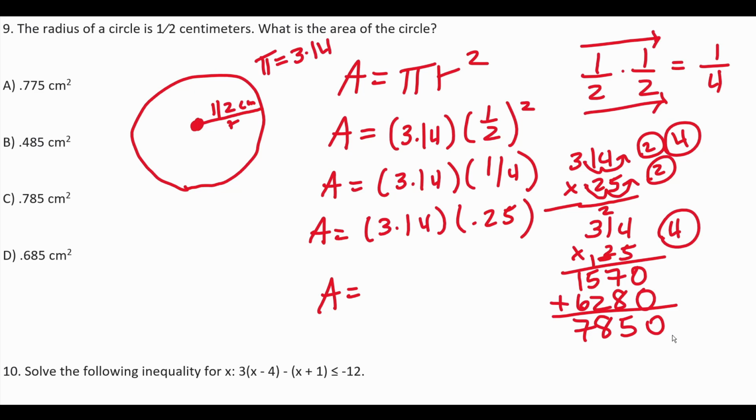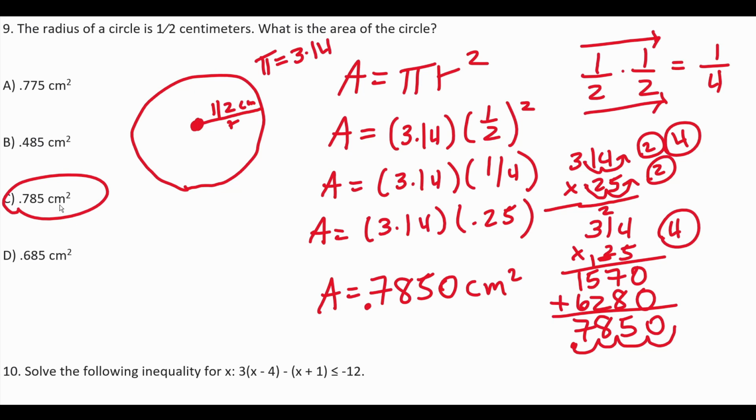Bring our 4 decimals back in. 1, 2, 3, 4. So the area in this case is 7,850 centimeters squared, and that is answer choice C in this case. Okay, so that's that one.